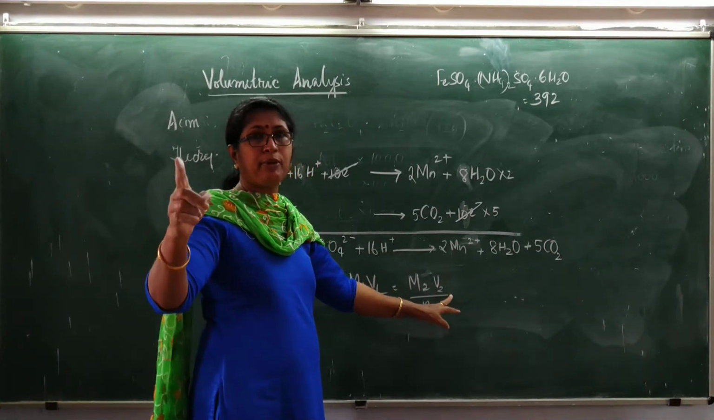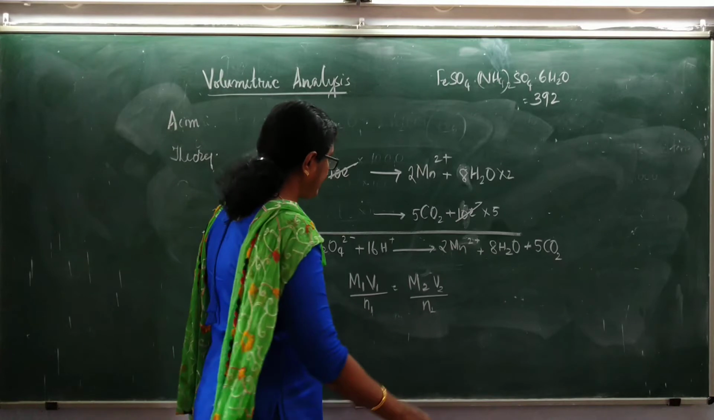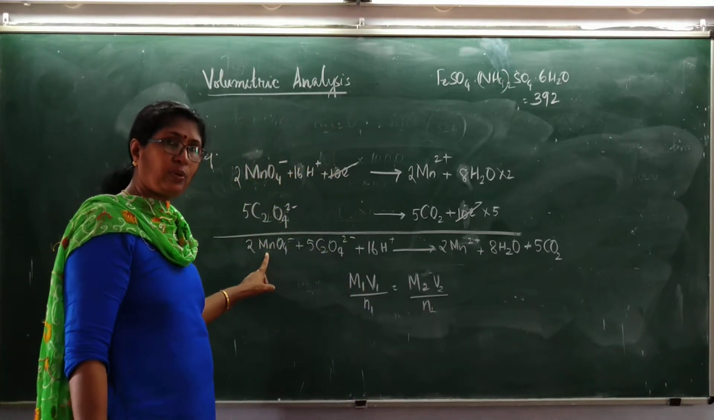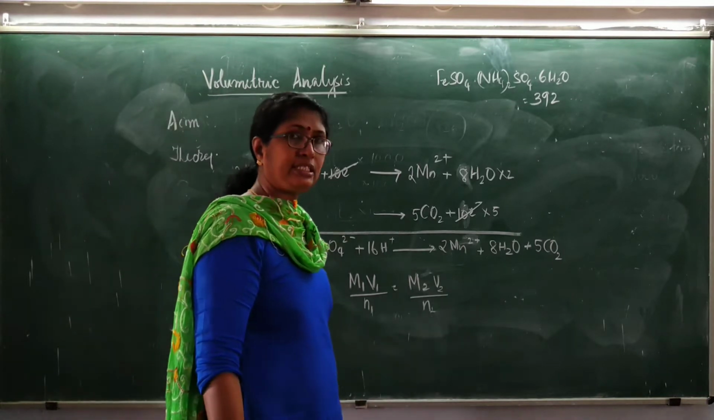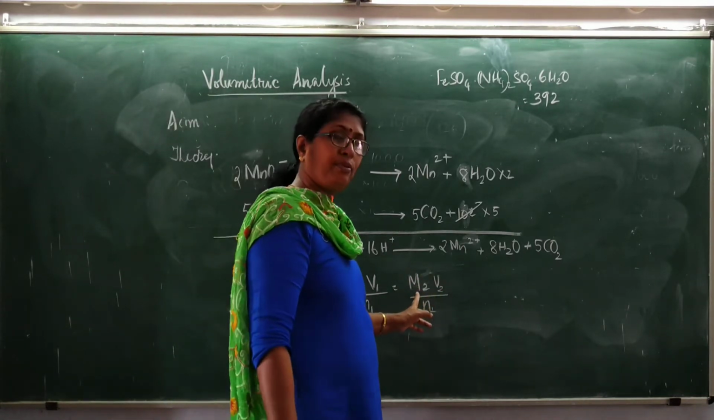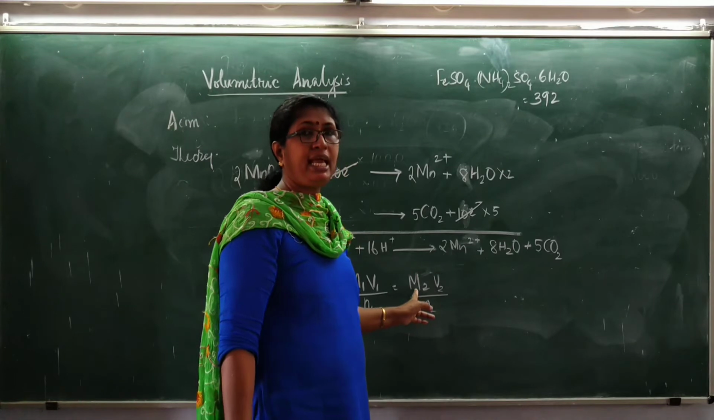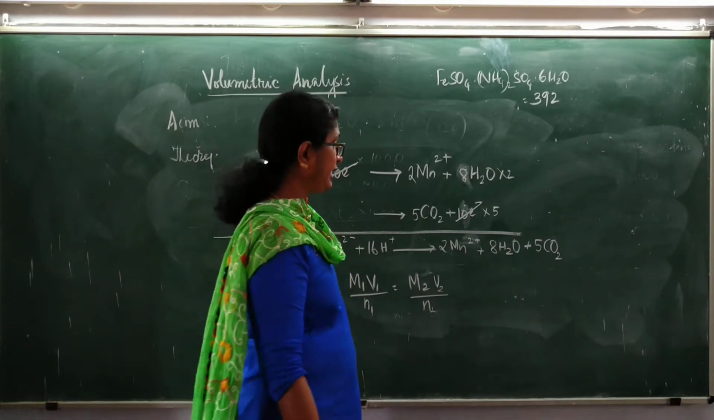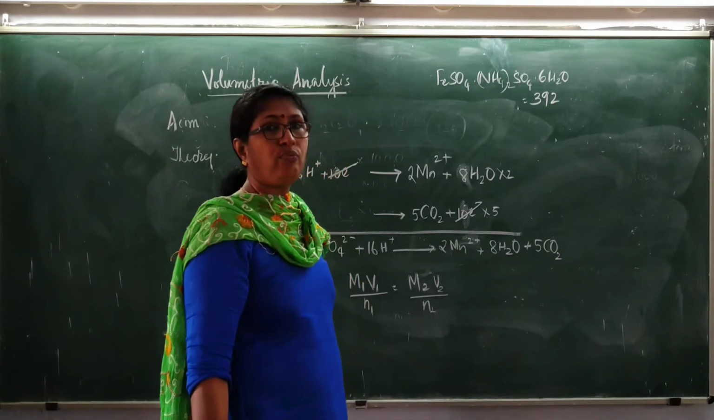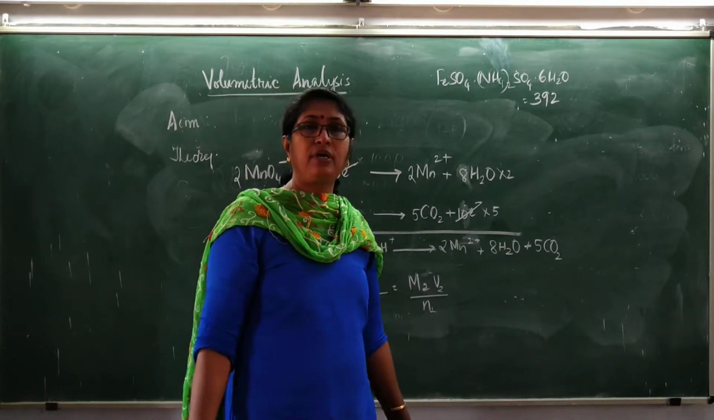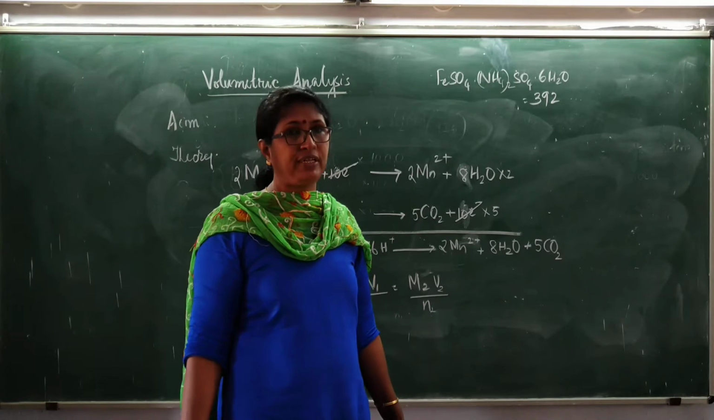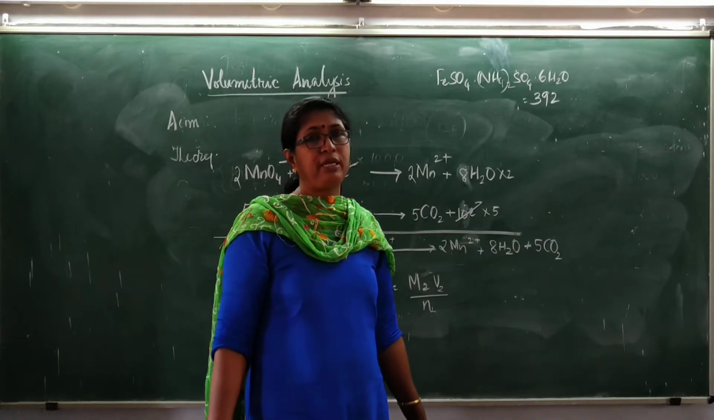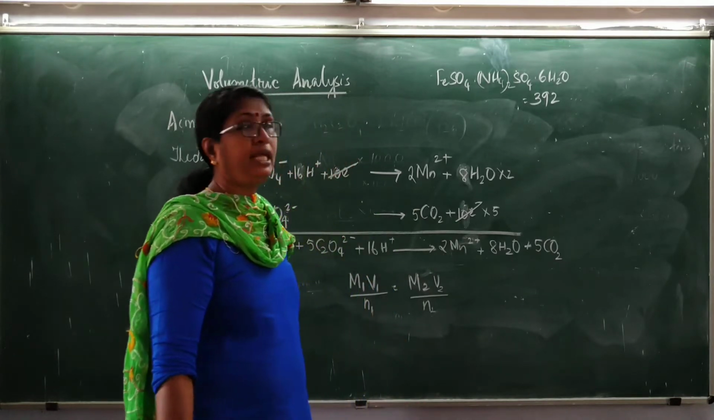V2 is its volume, your burette reading. Then N2 is its coefficient. What is its coefficient? 2. So N2 is equal to 2. So substituting this, you will get the molarity of potassium permanganate, and you can calculate the weight per liter. How will you calculate? Molarity into molar mass will give you weight per liter. Molar mass of potassium permanganate is 158. So multiply the molarity with 158, you will get the weight per liter. So this is your theory.